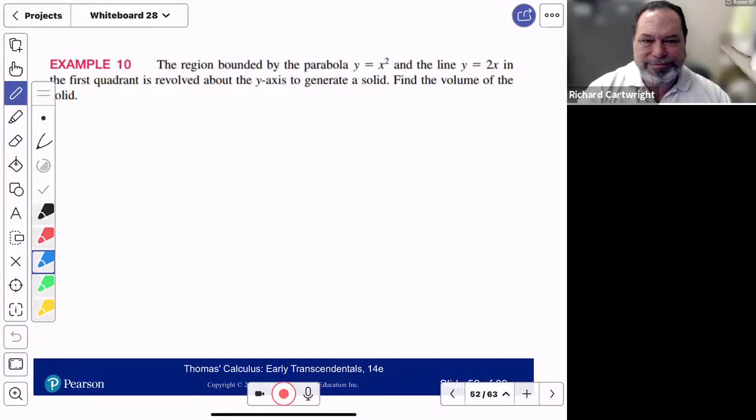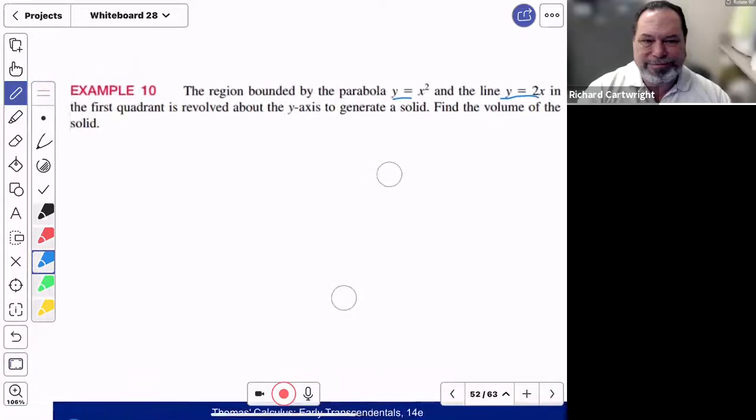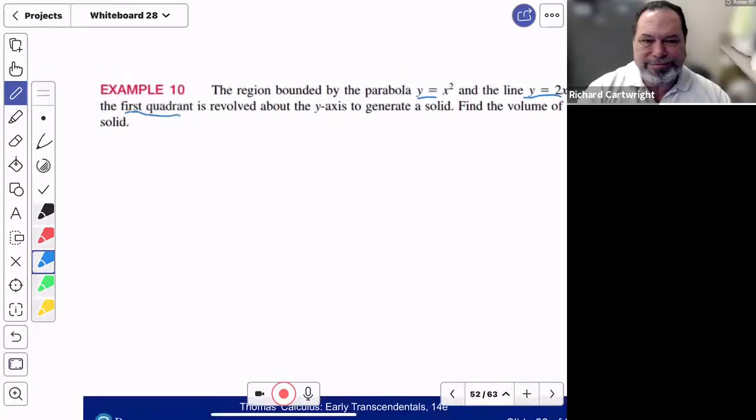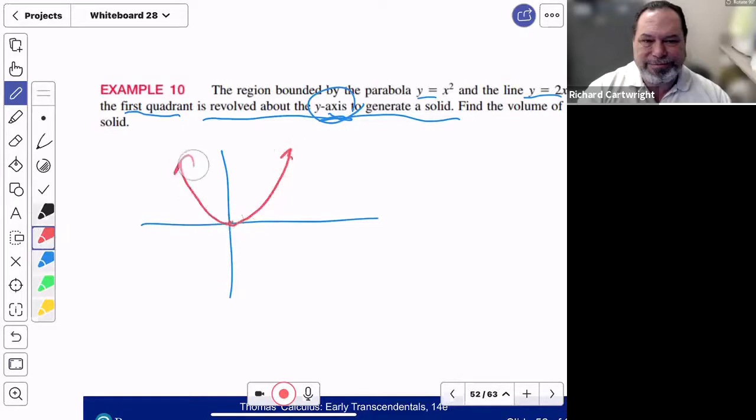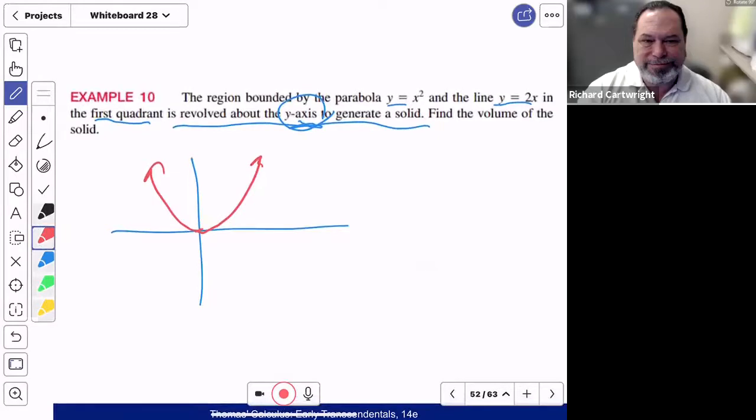Now that the jig is up, we have some ideas of another method. This region of the parabola y is x squared and the line y equals 2x, in the first quadrant, is revolved around the y-axis. Think about what that means. But first, I'm going to graph what I have. X squared looks like that. The line y equals 2x, positive slope 2, y-intercept is 0, looks like that.